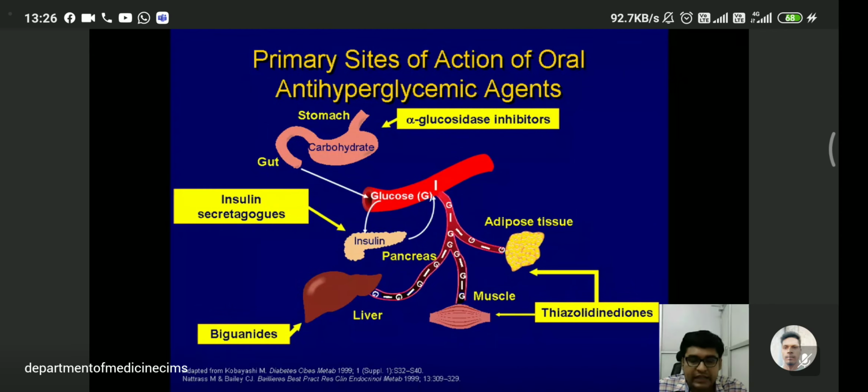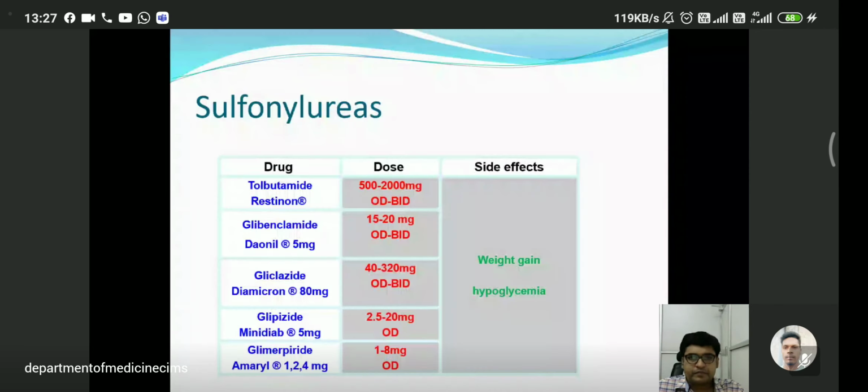Second is insulin secretagogues. They act in the pancreas and promote the secretion of insulin. Biguanides like metformin, which is the main drug, act at several places, but the liver is the main center of action. Another drug class, thiazolidinediones, acts at muscles and adipose tissue, the peripheral tissues. So different drugs have different sites of action. Okay, so we will proceed to the next slide.